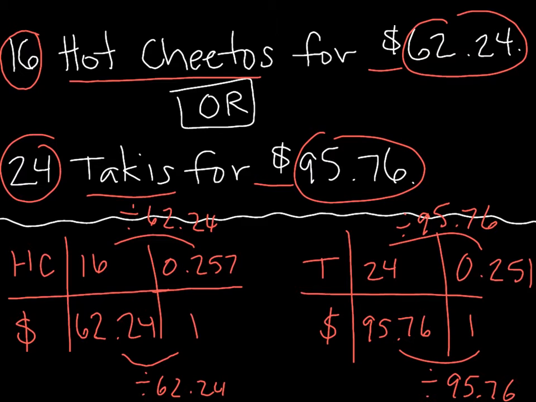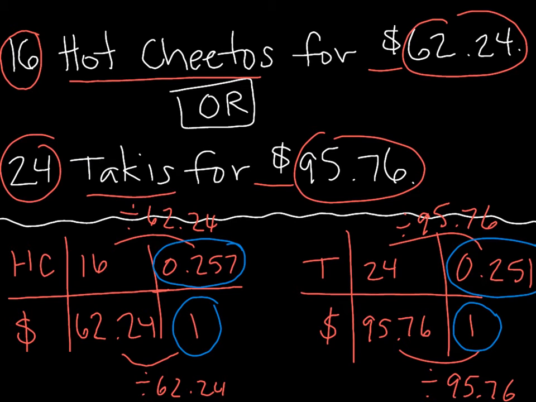Now, when I'm choosing my answer here, I really need to think about what each of these tables says. So for the hot Cheetos, $1 buys me this many hot Cheetos. So over here, $1 buys me this much Takis. So I want my dollar to get more. So which of these is larger, the 0.257 or the 0.251? And we can see that the hot Cheetos are the better buy.